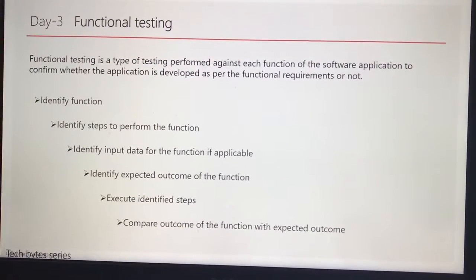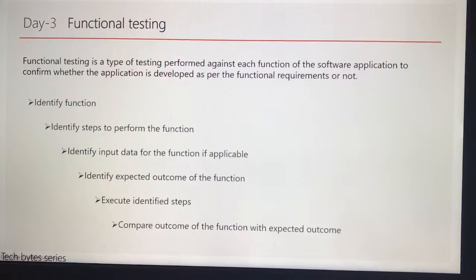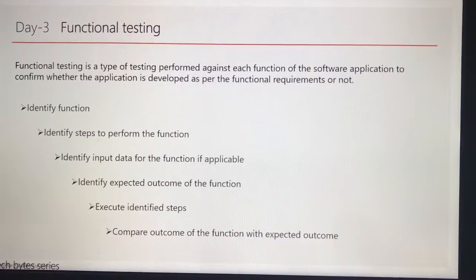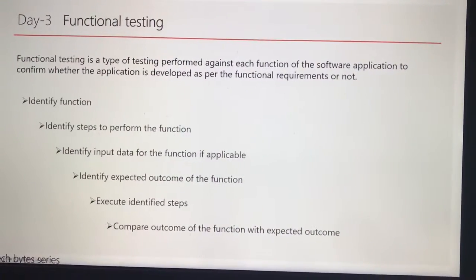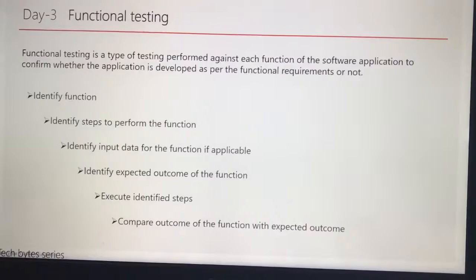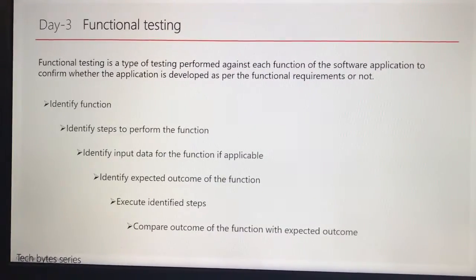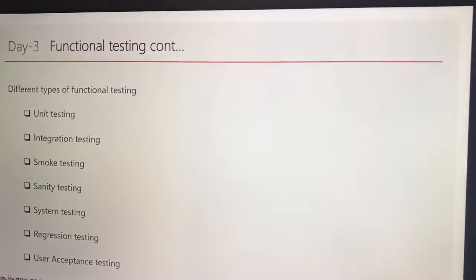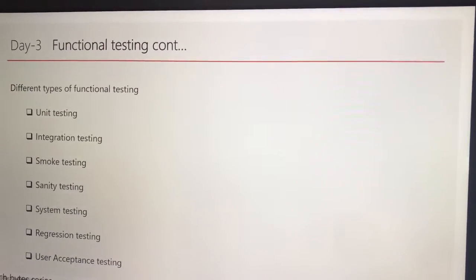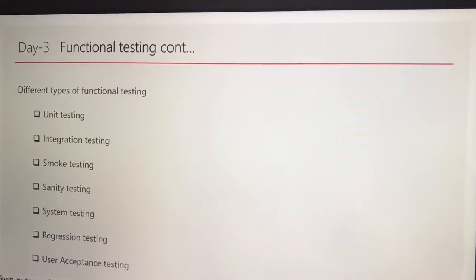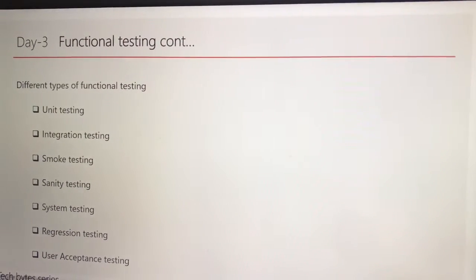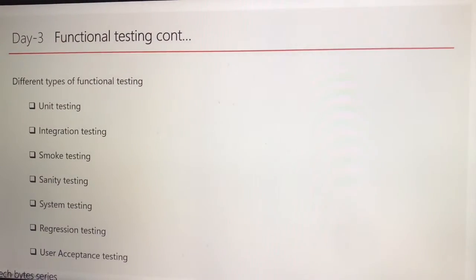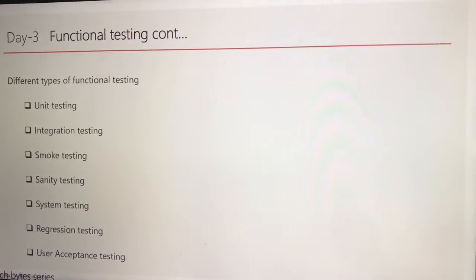What is the outcome? Then we perform the steps which we identified as part of the second step. After that, we identify the outcome. Then we compare the outcome with the expected outcome. This is all called functional testing as a whole. Now let's go into the different types of functional testing: unit testing, integration testing, smoke testing, sanity testing, system testing, regression testing, and then followed by user acceptance testing. Unit testing.